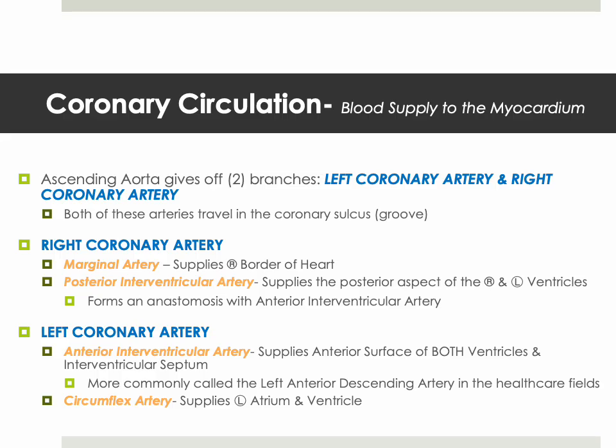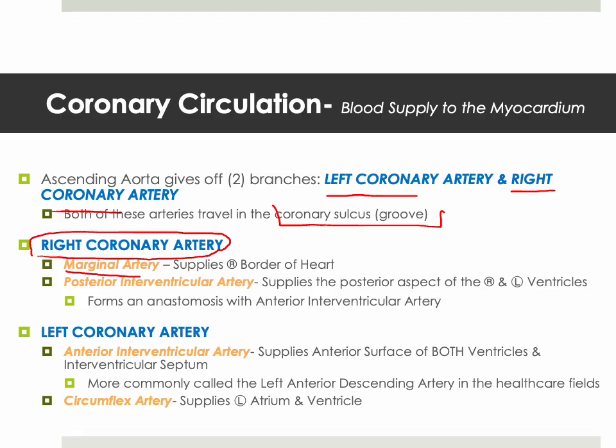All right, so we talked a little bit about this, guys. We talked about the left coronary artery and the right coronary artery. They're going to be on top of those sulci, so think about where you are going to see them. The right coronary artery divides into the marginal artery and the posterior interventricular artery. Then the left coronary artery is going to branch into the anterior interventricular artery and the circumflex artery.